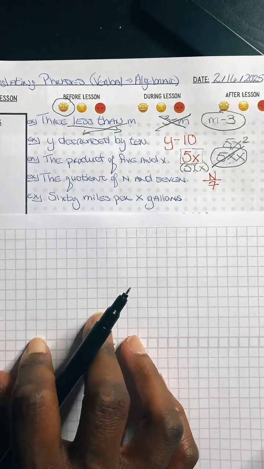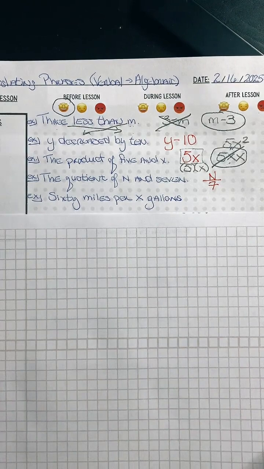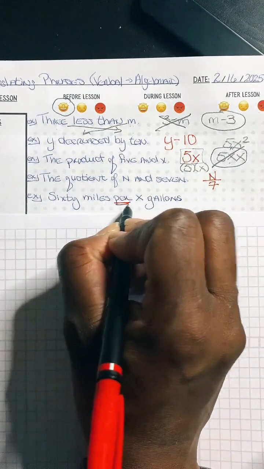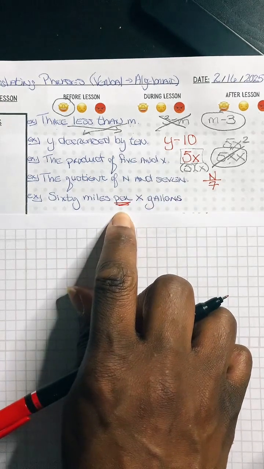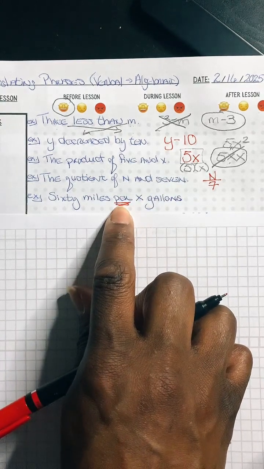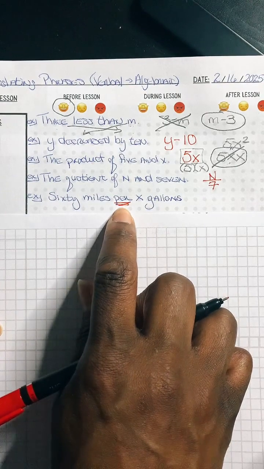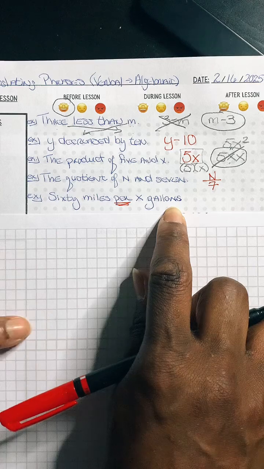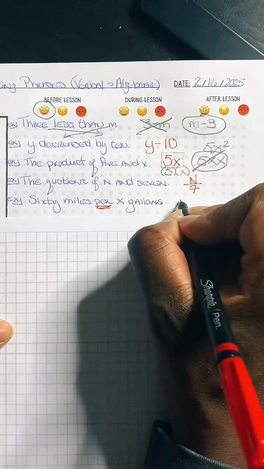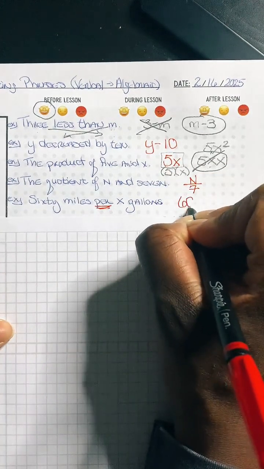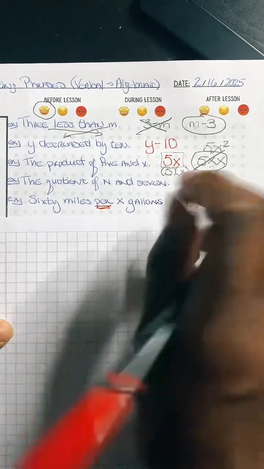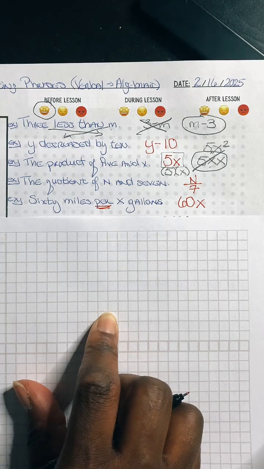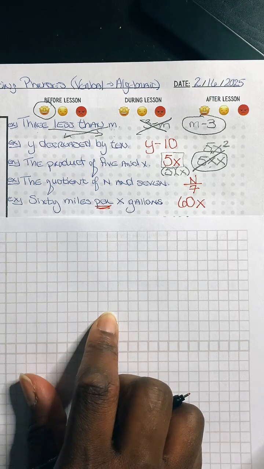Yes. So yes, 60, and this is the thing that gets a lot of people. Per gets a lot of people because we're used to seeing per as division. But when it comes to miles per hour, it's actually multiplication. So it's going to be 60x.